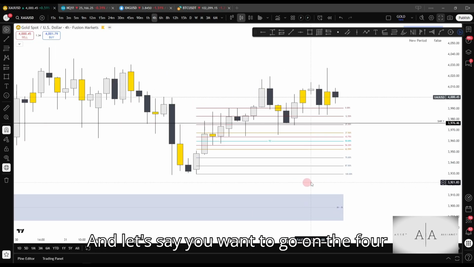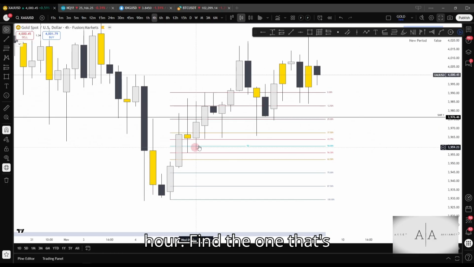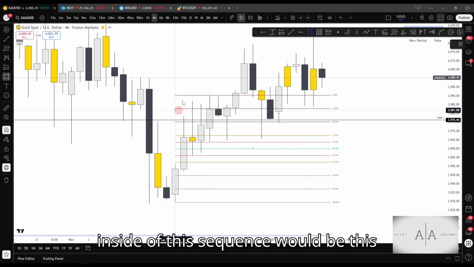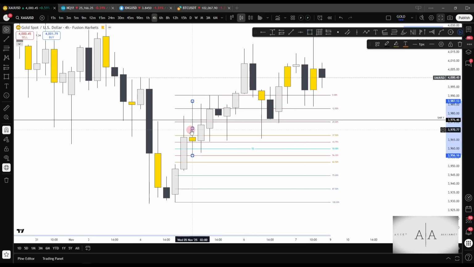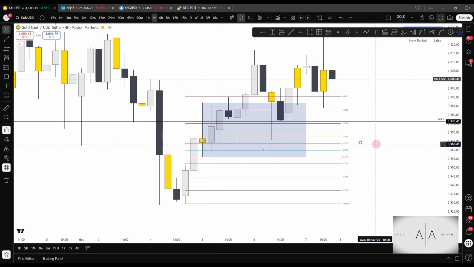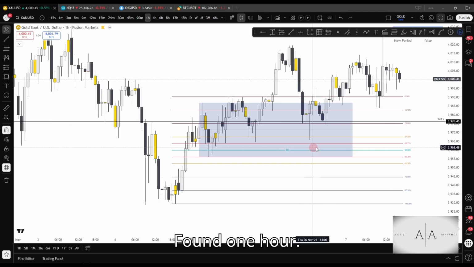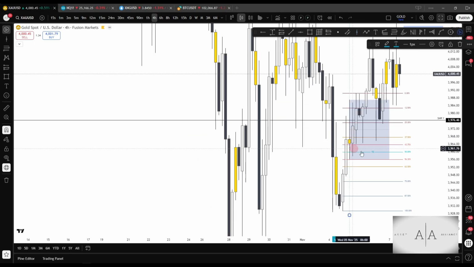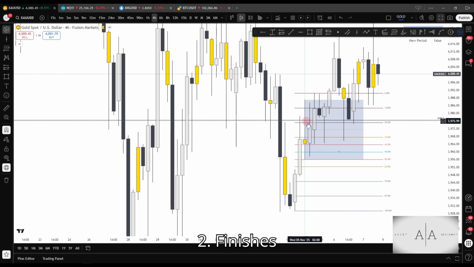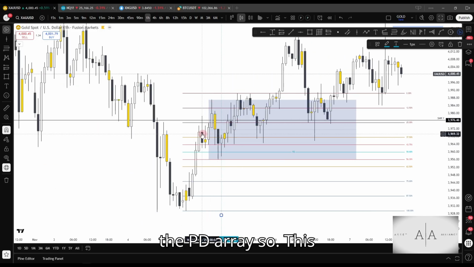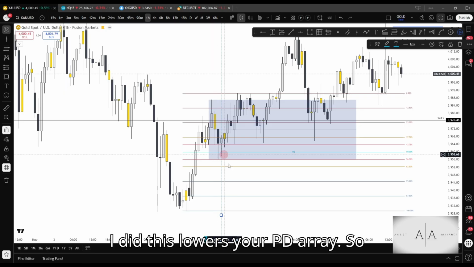And let's say you want to go on the 4 hour, find the one that's inside of your sequence. So current inside of this sequence would be this, right? So this would be your bullish PD, right? Down to 1 hour. This one finishes at 2. No, this one finishes at 6. So from this point on, you can start using the PD array. So this high to this low is your PD array.